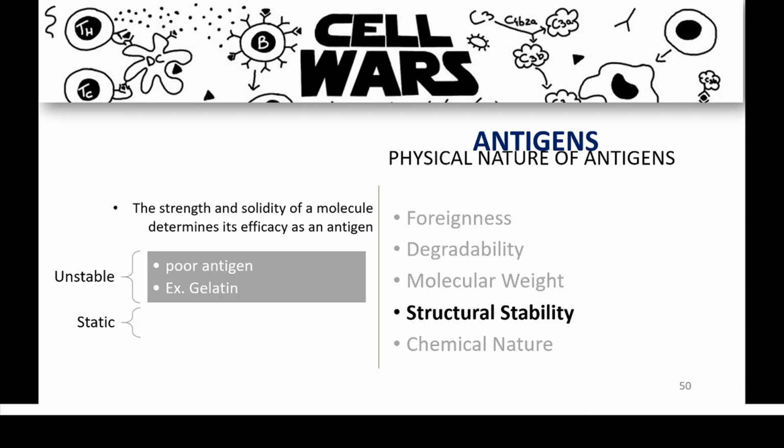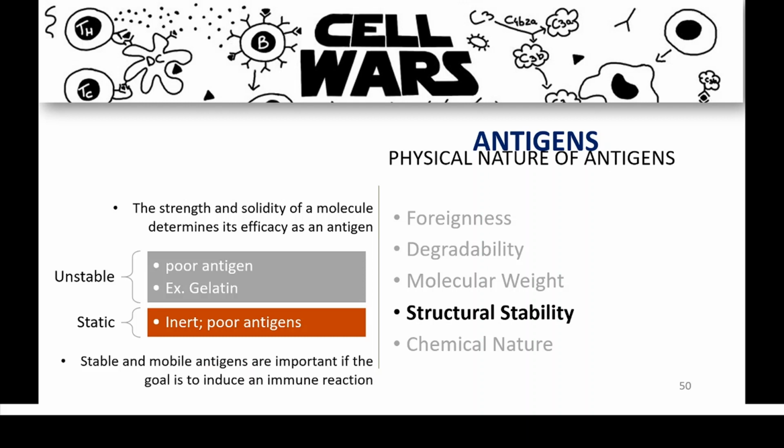Likewise, static molecules such as inert molecules are also poor antigens. Stable and mobile antigens are important if the goal is to induce an immune reaction. And this is true for vaccines because vaccines must contain antigens that are stable and at the same time mobile in order to induce a stronger immune reaction.